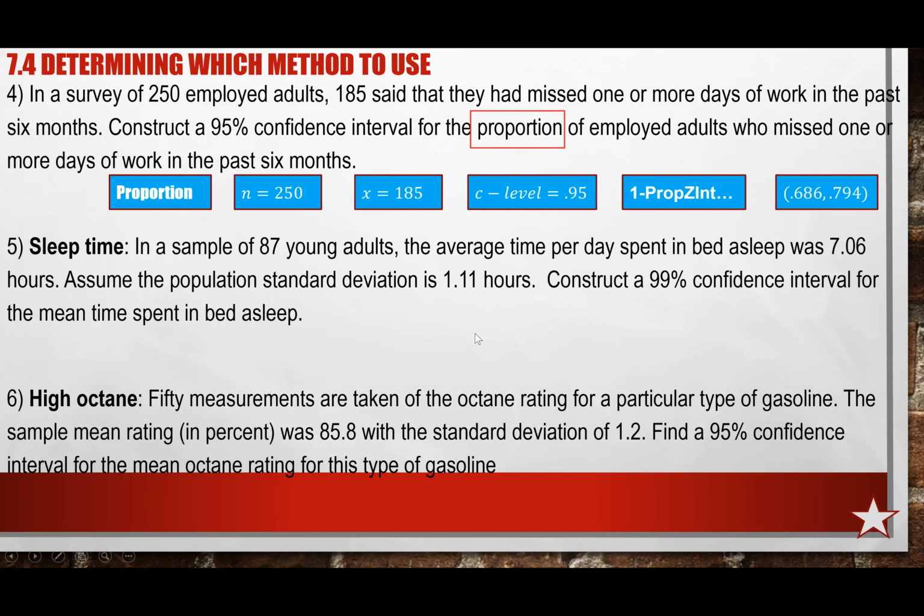So let's take a look at number 5, sleeping time. In a sample of 87 young adults, the average time per day sleeping in bed was 7.6 hours. Assume the population... Hopefully you guys are happy because you see this: assume that the population standard deviation, meaning they give us the population standard deviation. If they give us the population standard deviation, they spell it out for us. We know that anything related to a given population standard deviation, we have to use the z interval or the z distribution.